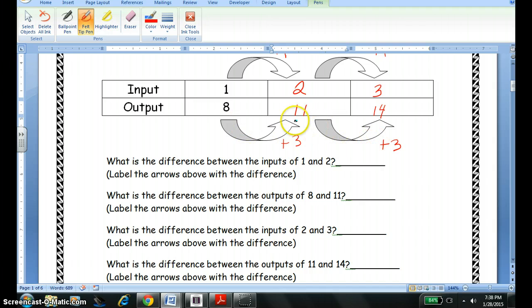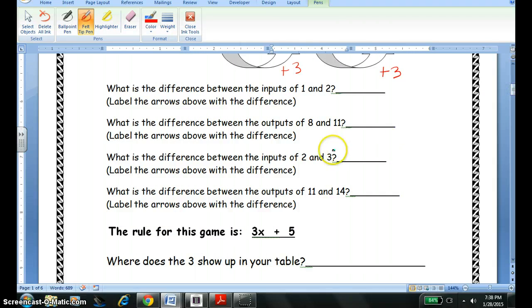So a lot of algebra is trying to find patterns. And we talked about coefficients a little while ago, and we'll talk more about it as we get into linear relationships. I want you to notice that the coefficient is the same as the difference between my outputs.